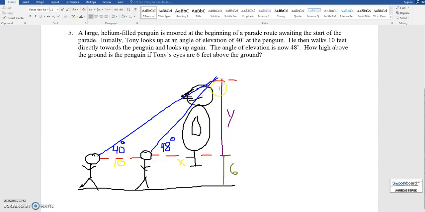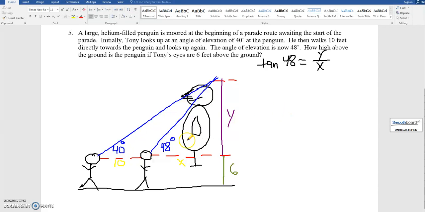If I just look at this right triangle right here, the one that involves 48 degrees, standing right here, I want to know opposite, and adjacent is also something that's involved in this question. So from this particular piece, I know that tangent of 48 is going to equal opposite, which is y over x. Okay, I'm going to leave a little bit of space right below this because I'm going to be modifying this particular equation down the road.